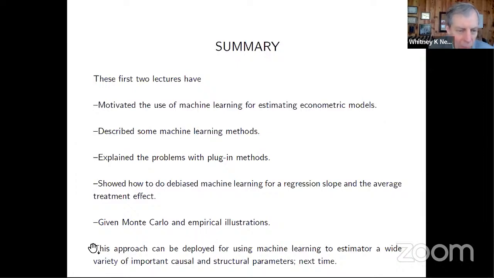Okay, next time, we left as unresolved how you get alpha in general, how you do the debiasing in general. And we're going to show how to solve that next time. This approach can be deployed for using machine learning to estimate a wide variety of important causal and structural parameters and do it automatically, in the sense that you can get an alpha hat without even knowing what alpha is. You just need to know what you're interested in. And so that's what we'll talk about next time, the automatic debiased machine learning paper.